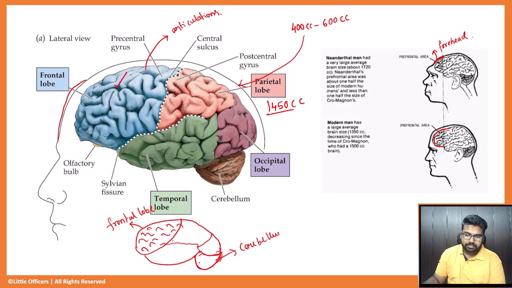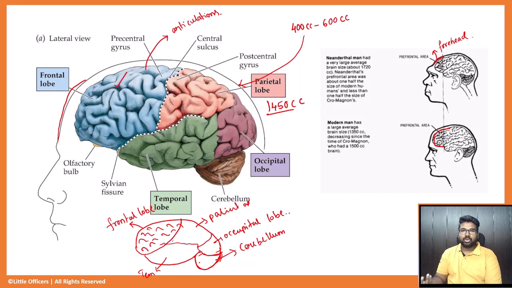Cerebellum, medulla oblongata, it touches that. Then you have the temporal lobe, the parietal lobe, and the occipital lobe. Okay, so there are different lobes. Lobe means a section of the brain. Now these different sections of the brain help in different functions. Now this is the 3D vision of the brain.